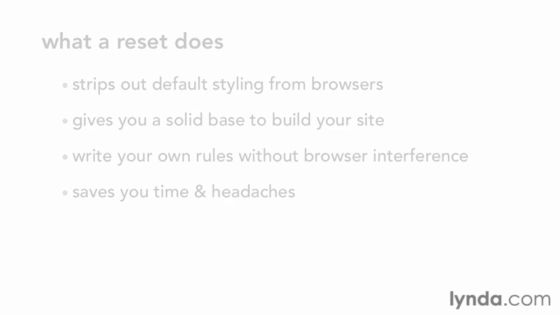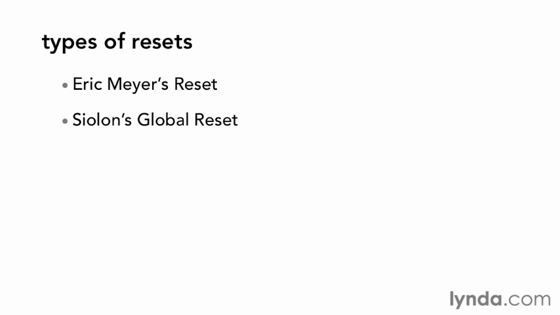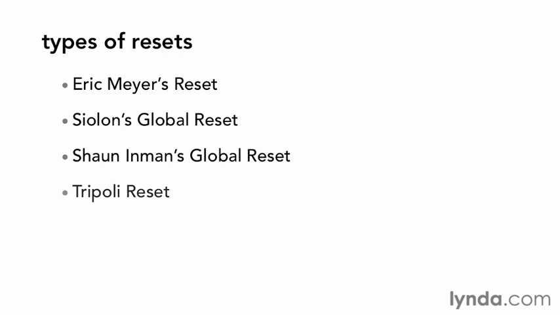There are many different types of resets that are available to you, and you can research all of these on the web. The most popular of them is something called Eric Meyer's reset, or just the Meyer reset. And I've included a copy of this in the assets folder for this course, and you can go in and look at that, and I'll show it to you here in just a moment as well. You can also look at the Yahoo Global Reset, Sean Inman's Global Reset, and the Tripoli Reset.